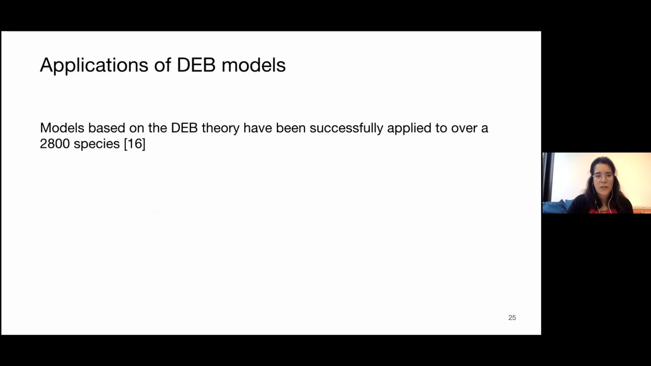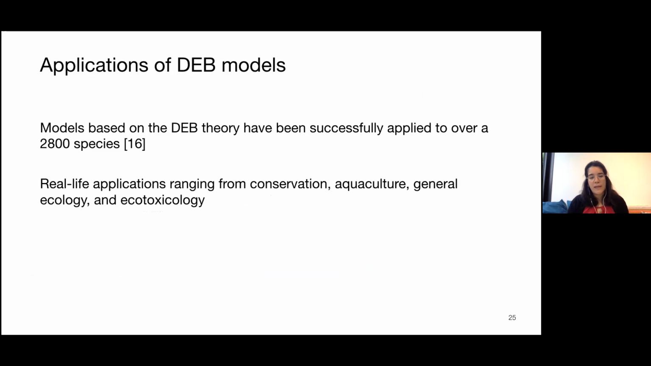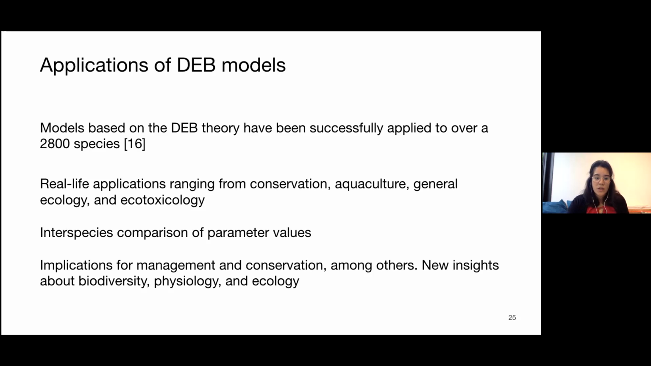There are multiple applications for depth models, and what is nice is that it has been applied already for over 2,800 species, and in most of the cases the model fit the data well. It has real life applications in conservation, aquaculture, general ecology, and ecotoxicology. And it allows for interspecies comparison when we compare the parameter values. There are important implications for management and conservation, among others, and it has brought new insights about biodiversity, physiology, and ecology.